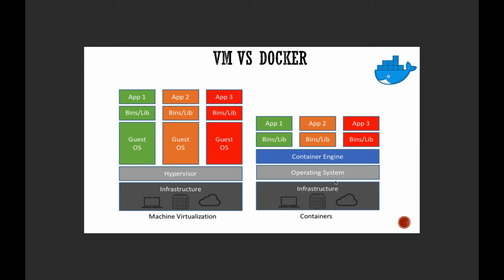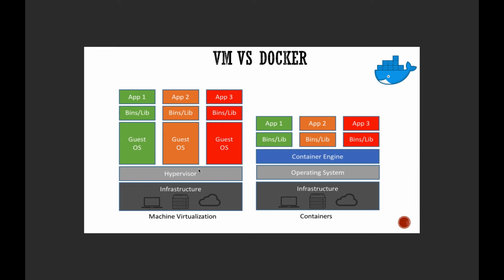Now we have seen this term called hypervisor. So what is it? A hypervisor is computer software, firmware or hardware, we can say, which creates and runs virtual machines. So this enables us to create separate virtual machines.